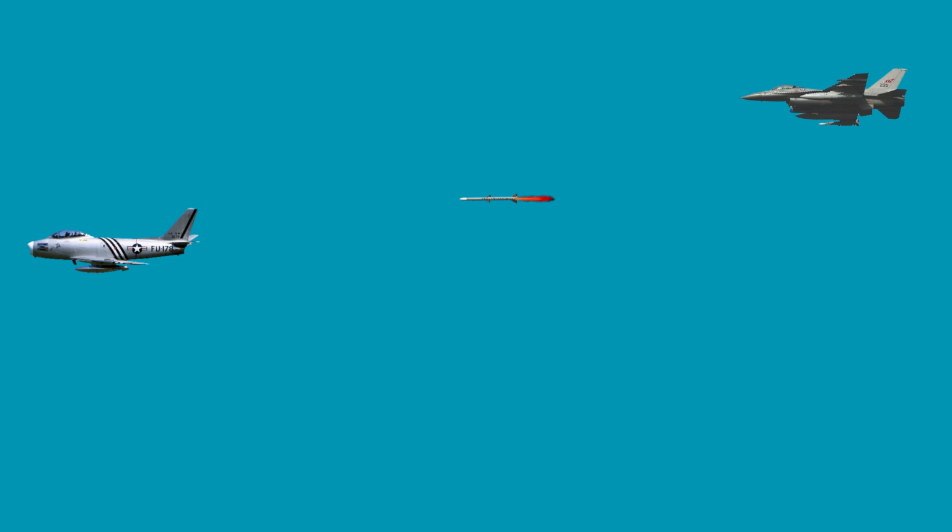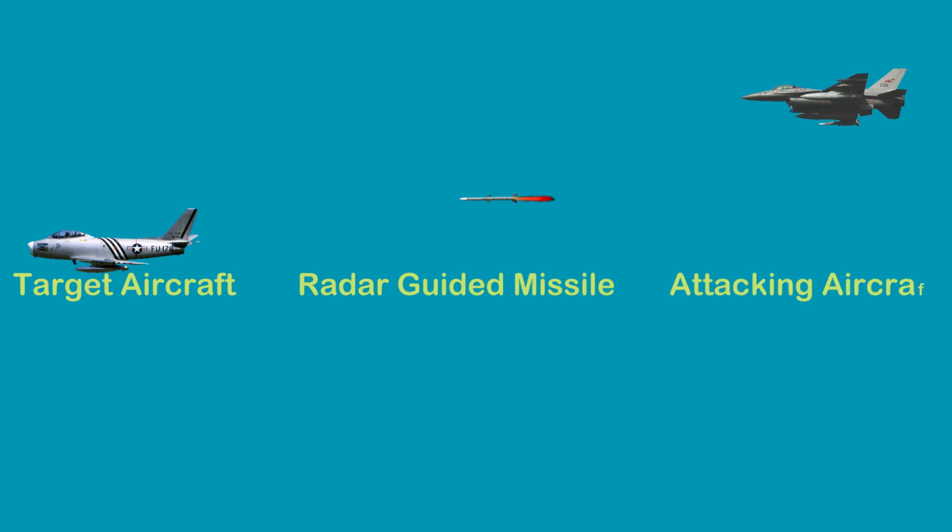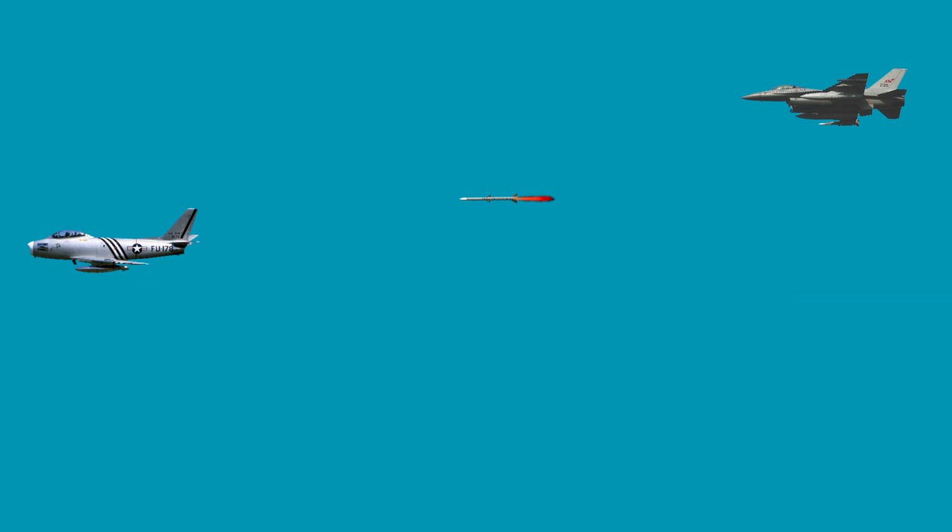Now comes the radar-guided missile. To get guided, it needs a target which is capable of reflecting electromagnetic rays or radar rays. To fire a radar-guided missile, the target must be illuminated first with the radar rays. This can be done by the missile itself, by the attacking aircraft, or by a ground radar unit. Let it be any source, the missile will receive the reflected radar rays from the target and will get guided.